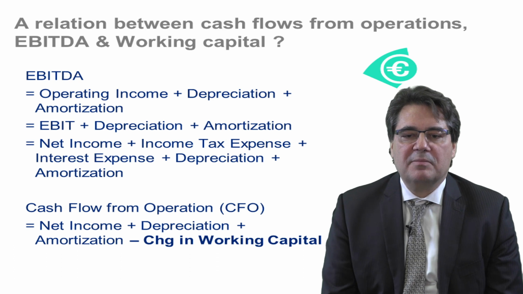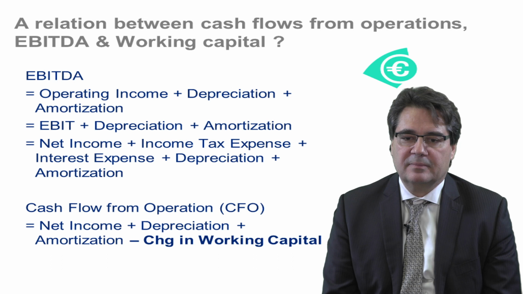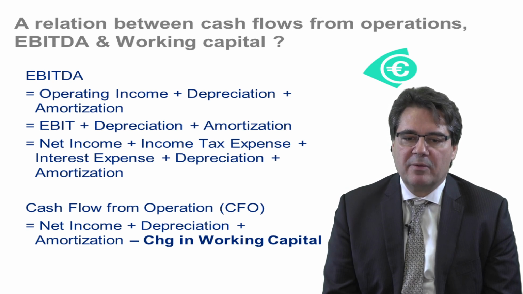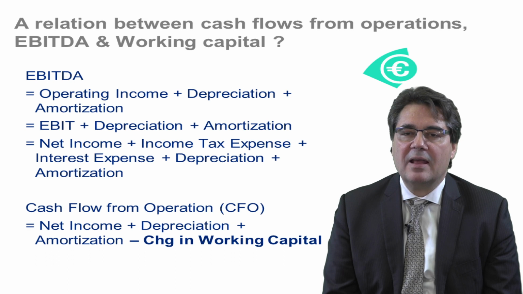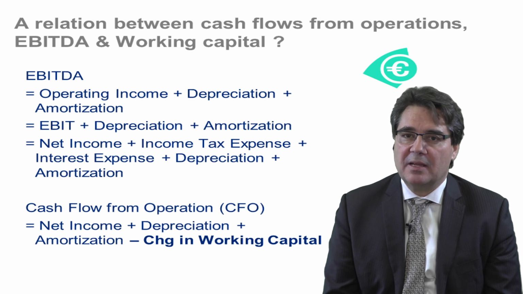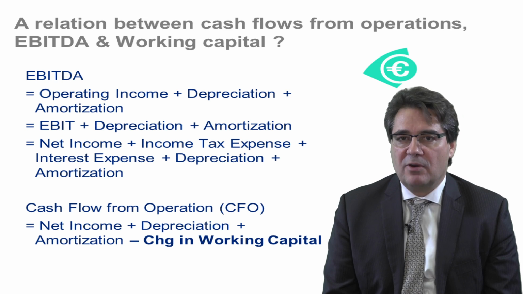What is the relation between EBITDA, cash flow from operations, and working capital? Operating cash flow is derived from the P&L and the balance sheet. The key operational distinction between EBITDA and cash flow from operation, CFO in short, is the change in net working capital. If you remember our last video on water company margin analysis, we explained how to compute EBITDA margin from the P&L. Change in net working capital is computed from the balance sheet.